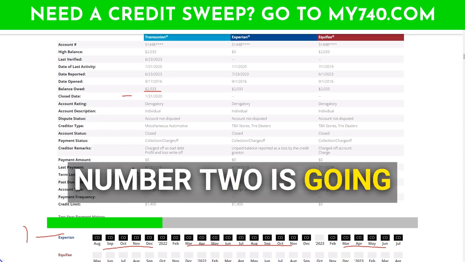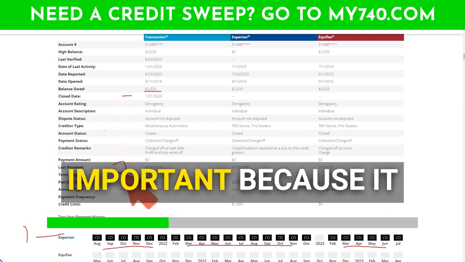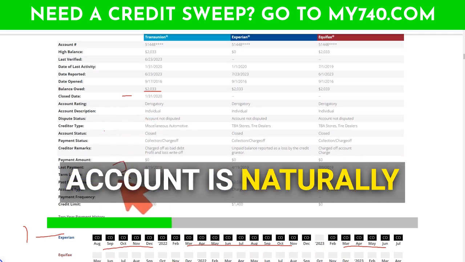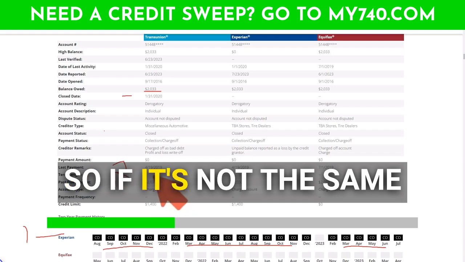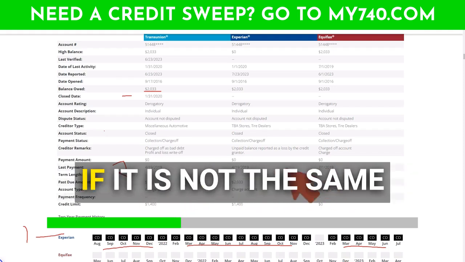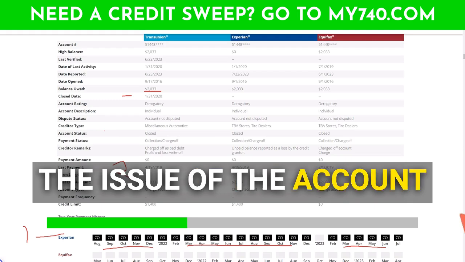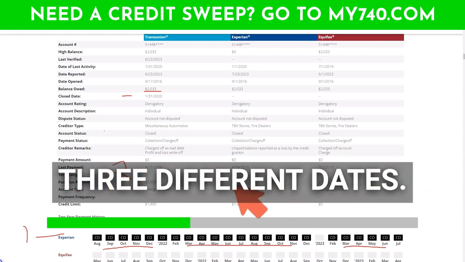Number 2 is going to be date last paid. So date last paid is important because it stipulates when this account is naturally going to fall off the credit report. So if it's not the same date across the board, I don't care if it's off by 1 freaking month, if it is not the same across the board, then now you're running into the issue of the account naturally falling off the credit report on 3 different dates.